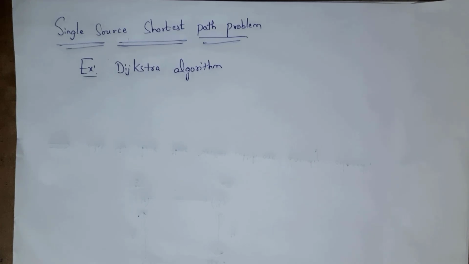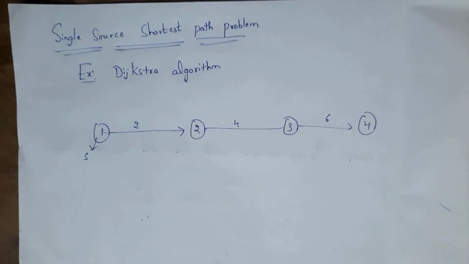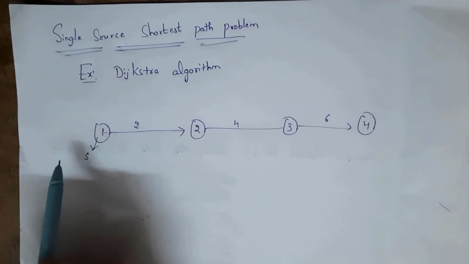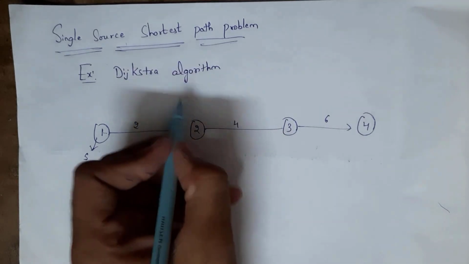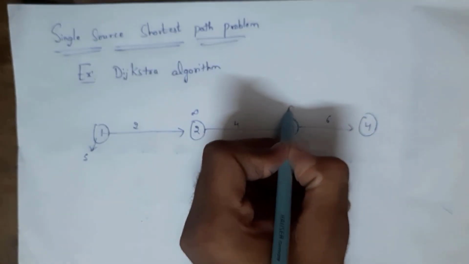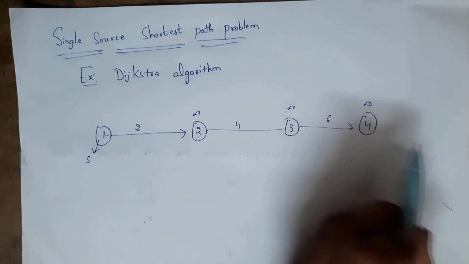I will give one example so that you can clearly understand Dijkstra's algorithm. Single source shortest path problem. Single source means we need to select one source node, a single node. So I am selecting this node 1 as the source node. Now initially mark all other nodes as infinity. That means we did not visit all these nodes. So I am marking these nodes' value as infinity.